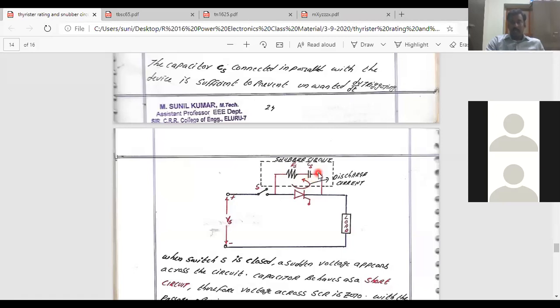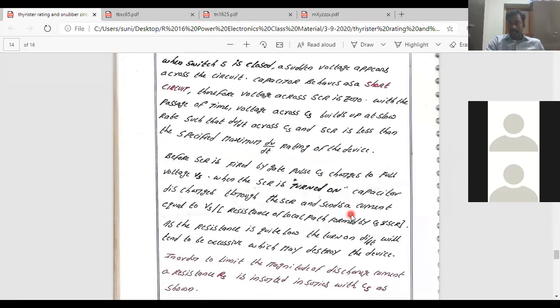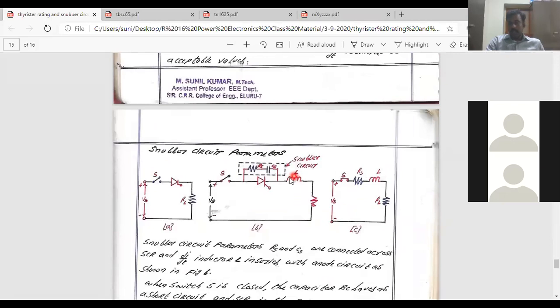Coming to the other, that is going to be the di by dt protection. An inductor is going to be connected in series with the device. Simply, you can consider that here an inductor. This inductor is going to be the di by dt protecting device, and this capacitor here is going to be the dv by dt protection.